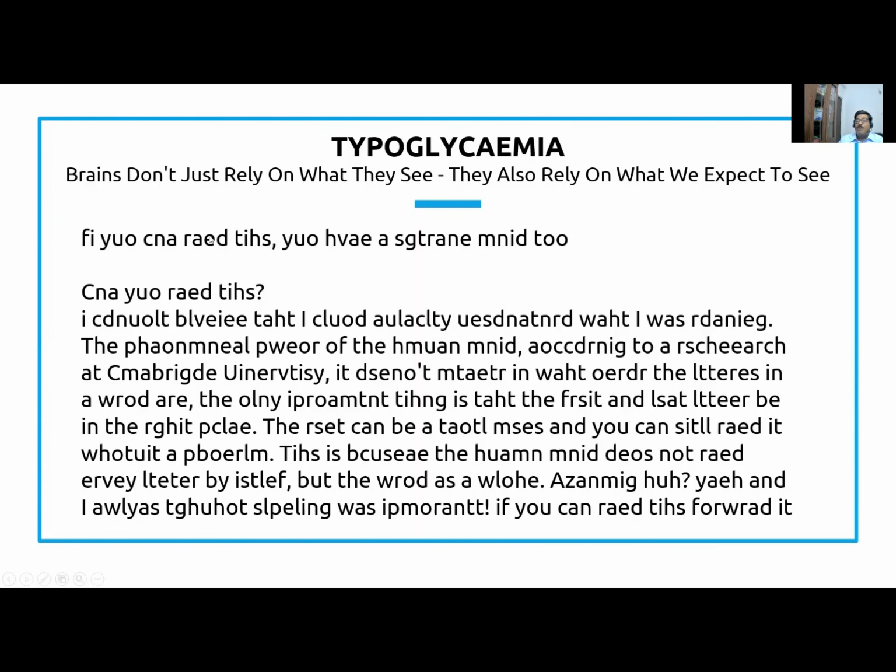To clarify, if you can read this, you have a strange mind too. Can you read this? I could not believe that I could actually understand what I am reading. The phenomenal power of the human mind, according to a research at Cambridge University, it doesn't matter, and so on. This is called hypoglycemia. And you can use this to your advantage in your exams to get more marks, all within the legality of the systems because we are using a screen.